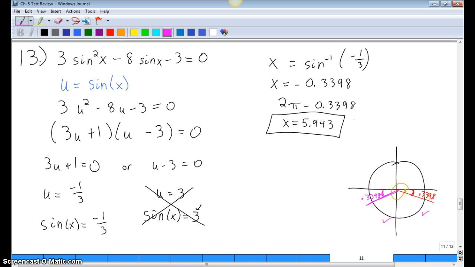So our second angle that we're going to calculate is going to be pi plus the 0.3398. So we're going to do pi plus 0.3398. And our other answer, oops, sorry, x equals 3.481.